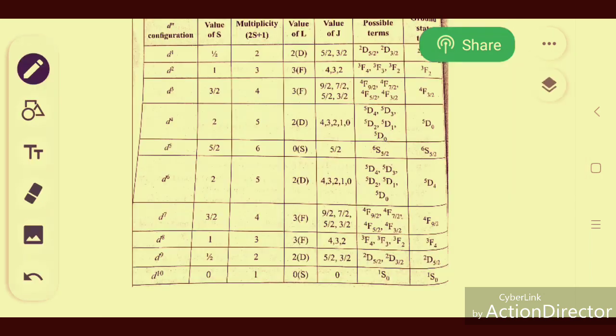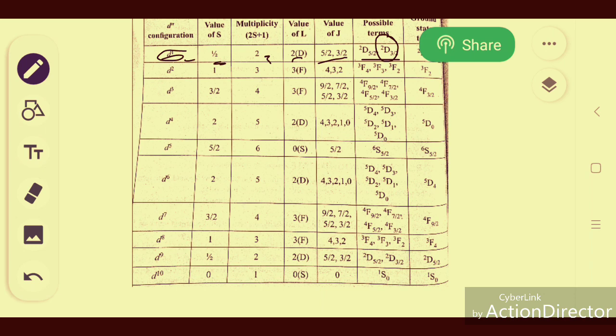In case of the D configuration, we can again take examples of different configurations, D1 to D10. In case of the D1 configuration, we can see that there is one unpaired electron, so spin is half, multiplicity will be 2, therefore the state will be D. Two J values are possible, 5 by 2 and 3 by 2. Therefore, two ground state terms may be possible. But due to the less than half filled configuration, the ground state term will be the term having the lower value of J.